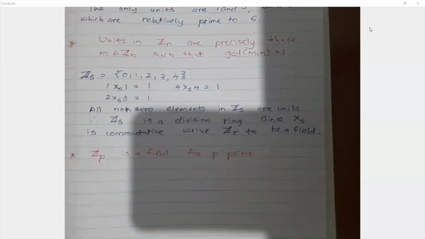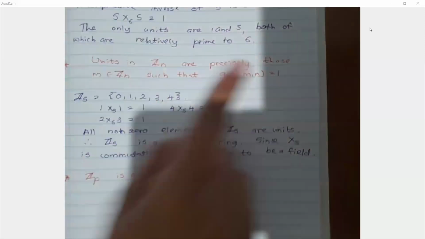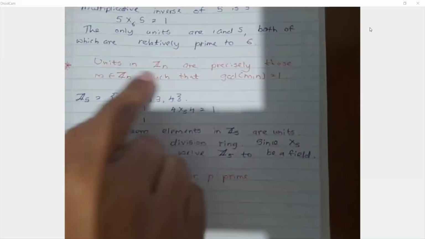Why do we have this? If we look at this, the addition and multiplication are all well defined. We know that this is a ring and multiplication is commutative. Now we only have to look at all the non-zero elements and see whether they end up being units. If you go back to this remark over here, units in Zn are precisely those elements that you take from Zn that are relatively prime to n.